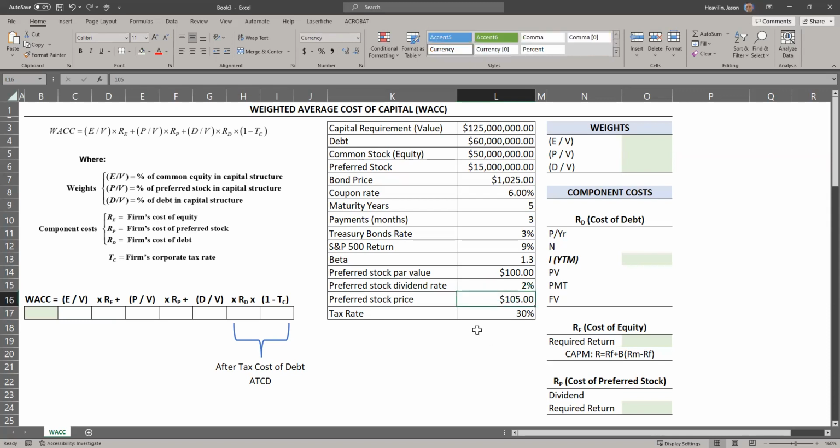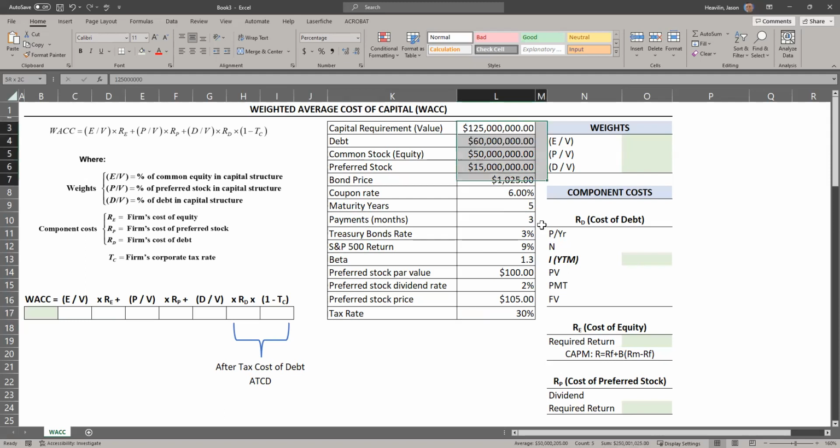And then we have preferred stock price of $105. That means that even though the par value is 100, right now in the market people are paying a little more. There's a premium on it, so they're paying 105. And the current tax rate of the company in this case is 30%.